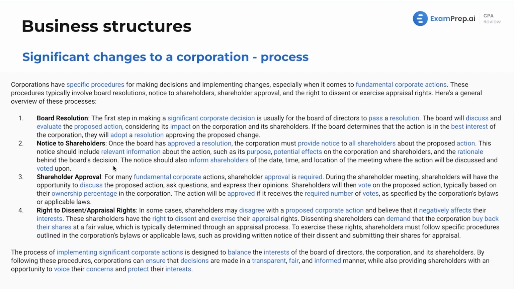Why are they doing this overall? You kind of want to get an idea, hey, is the board of directors maybe crazy? The notice should also inform shareholders of the date, time, and location of the meeting where the action will be discussed and voted upon.